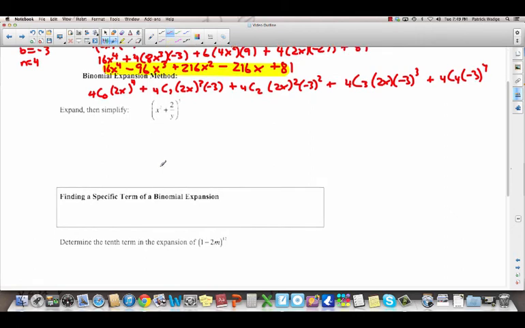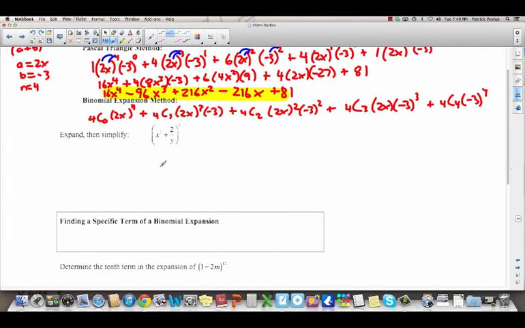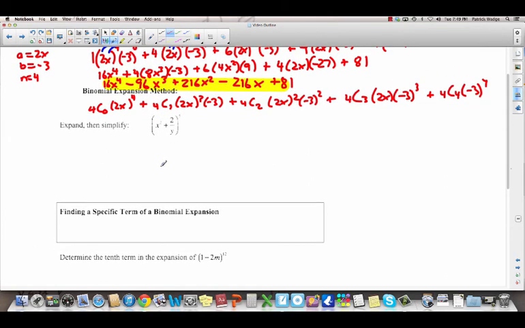Okay, let's do this next one. We'll just do the Pascal triangle method. So you want to figure out what is your A, what's your B, and what's your N, although it's not quite as important. I mean, it is important, but it's pretty obvious what it is. A is x squared, B is 2 divided by y, and N is 5. So how many terms are we going to end up with?